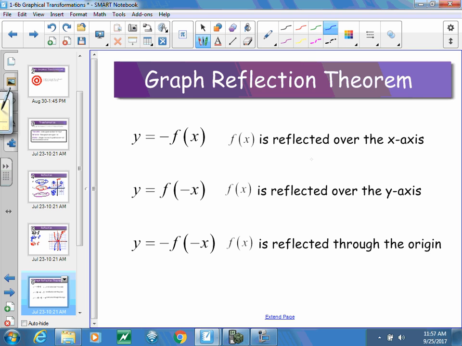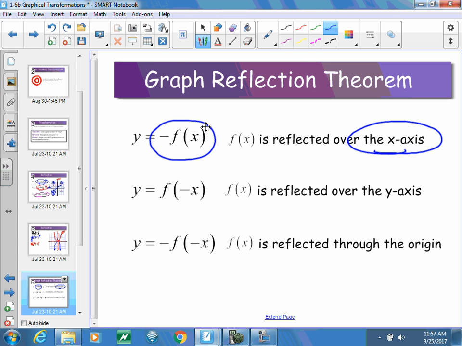If you are going to reflect something over the x-axis, we are going to be taking the negative of f of x. Okay. Think about it here when we talked about our odd and even functions. Even functions, when they had y-axis symmetry, we said that f of x equals f of negative x. Odd functions, we were talking about how f of negative x equals negative f of x. Here's where that's coming into play.